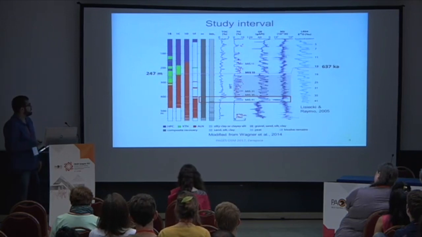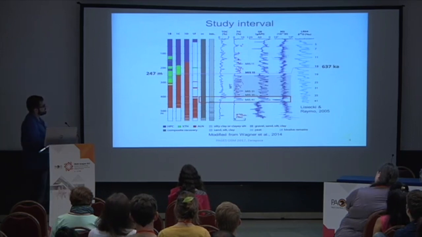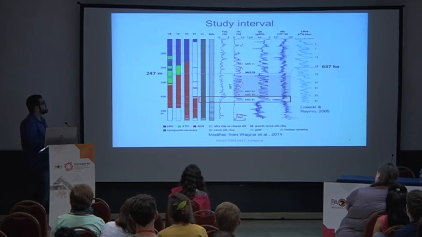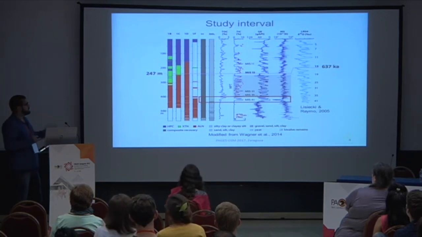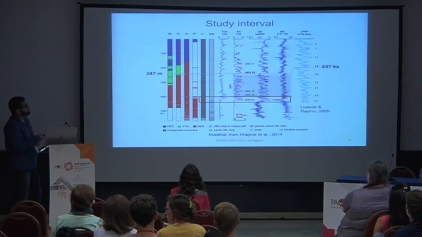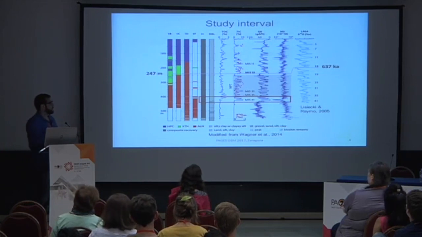This is actually the deep core. As you can see, it's a composite core. The retrieval rate is almost 99%. My study interval is this red square, and I'm studying the onset of the lacustrine sedimentation, between 450 and 400 meters. The first half of the core has already been extensively analyzed with different proxies, and there has been a special issue in Biogeosciences covering the last 637,000 years. And we are now collectively working on the other half of the 570 meters.